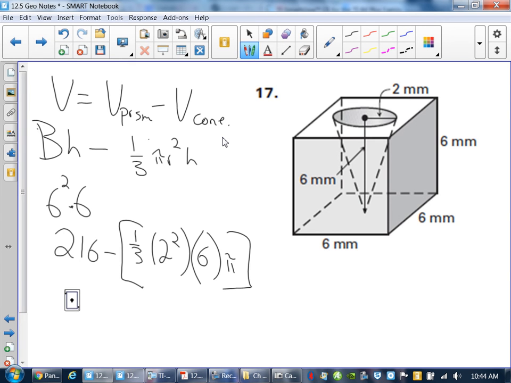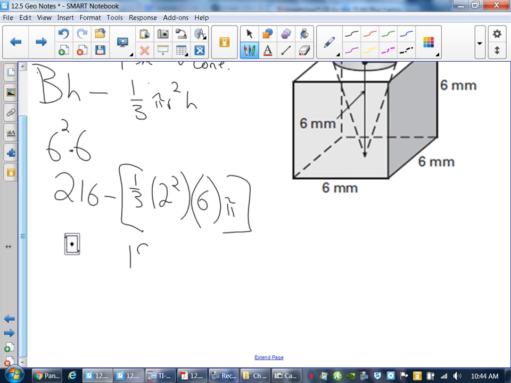What'd you get, Isaiah? 190.87. 190.87? What's my units? My squared or my cubed? Your cubed. Remember, volumes are cubed.